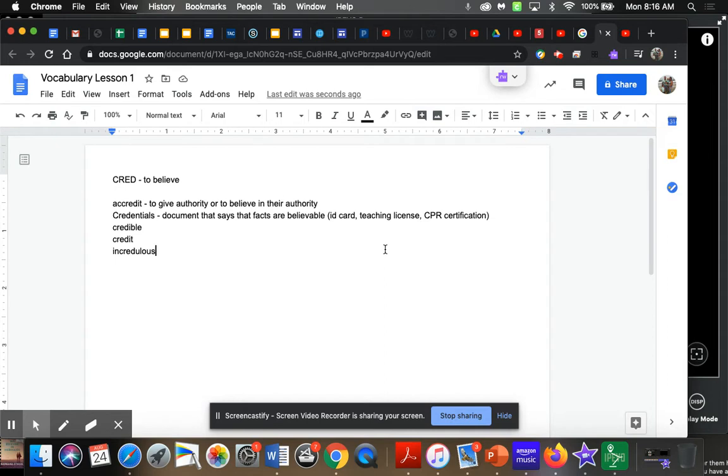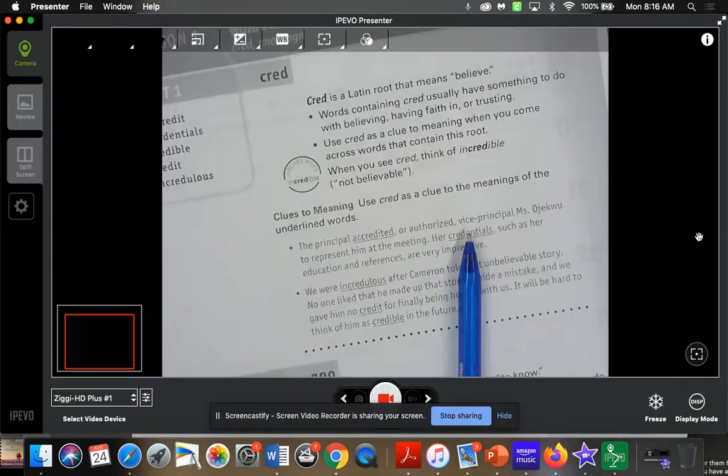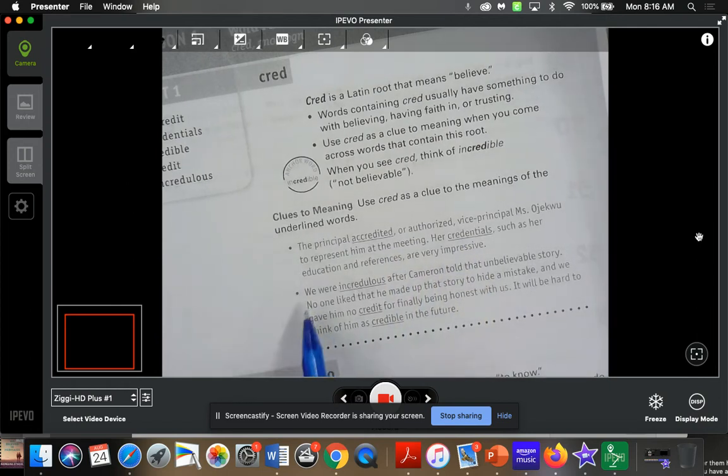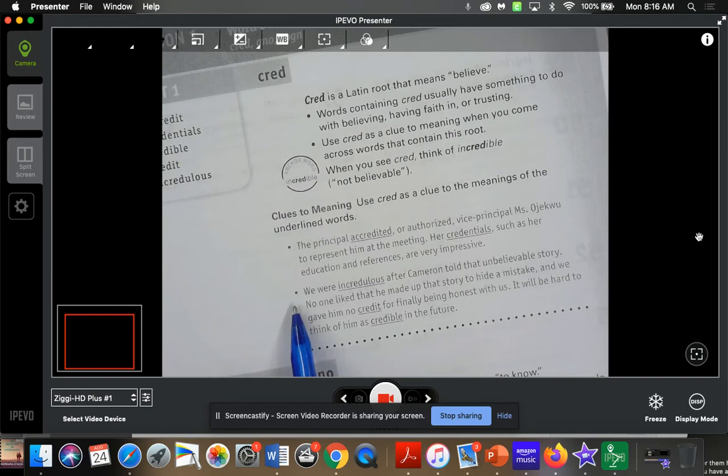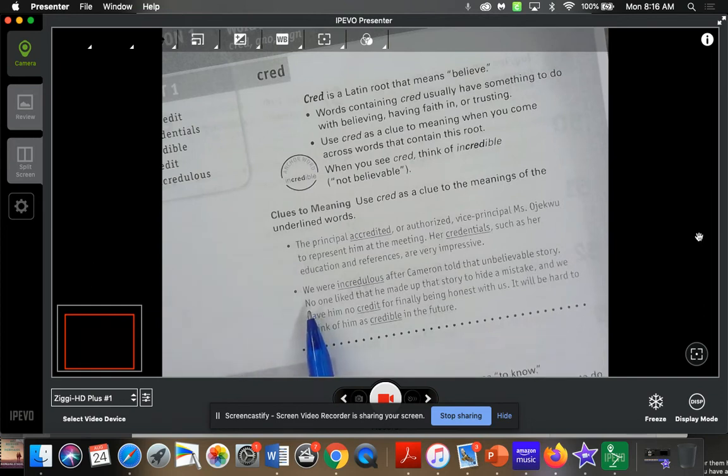All right. The next dot, they're blue in the book, but we gave you a copy. The next dot here, anybody want to volunteer to read that? Tristan, go ahead. Incredulous. Perfect, thank you. So clearly, what happened with Cameron? What did he do? He lied, okay? Cameron lied. And so we're going to have a hard time thinking he's credible in the future, okay?